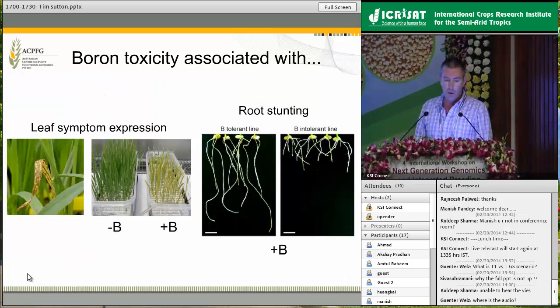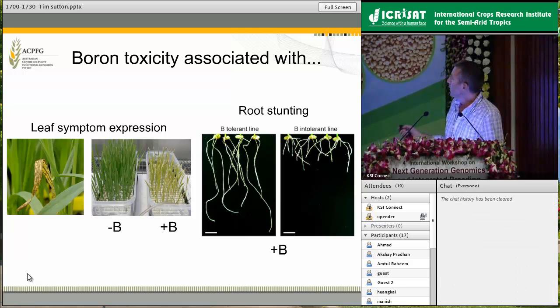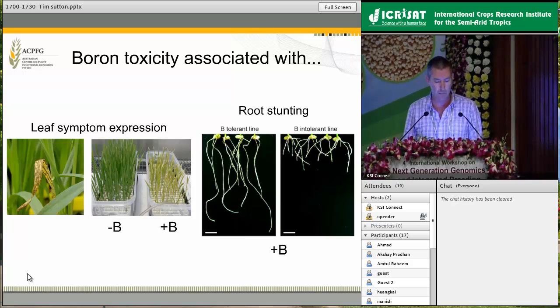So in both barley and in wheat, boron toxicity is associated with two main phenotypes. The first is leaf symptom expression, and this is to do with boron accumulation in the leaves, but also it's to do with root stunting, and you can see here quite clearly that boron intolerant lines have a very stunted root growth compared to boron tolerant lines when both are grown under high boron conditions. So that's the basis of the phenotype that we've been using to do all of our positional cloning and mapping work in barley and in wheat.